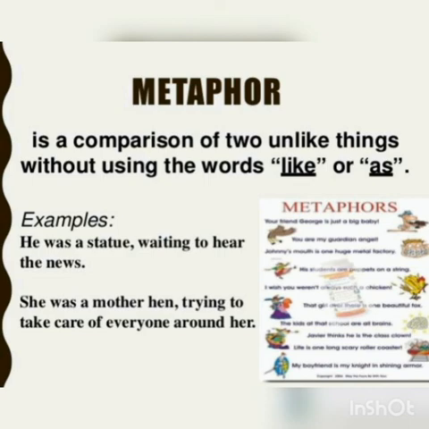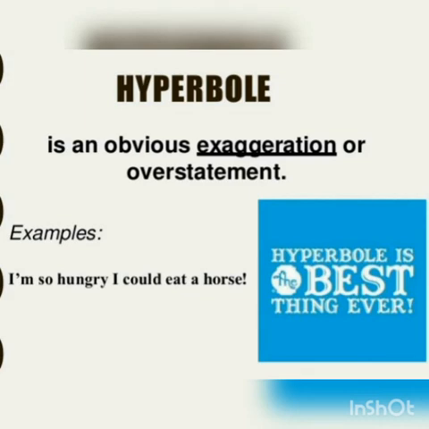Example: He was a statue waiting to hear the news. She was a mother hen trying to take care of everyone around her. Hyperbole is an obvious exaggeration or overstatement. Example: I am so hungry I could eat a horse.